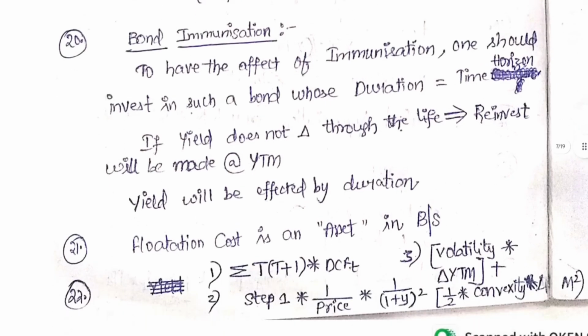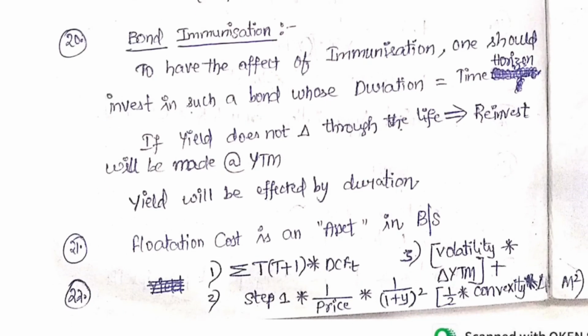Bond immunization. To have the effect of immunization, one should invest in such a bond where duration equals time horizon. If yield does not change throughout the life, reinvestment will be made at YTM. Yield will be affected by duration. Flotation cost. Flotation cost is an asset in the balance sheet.